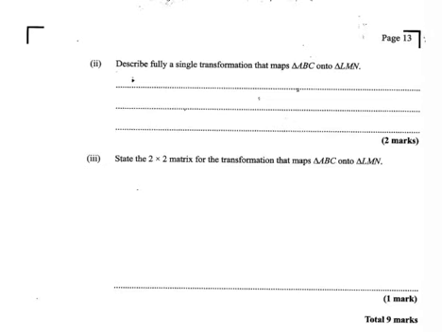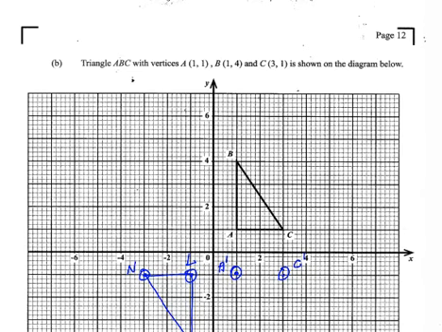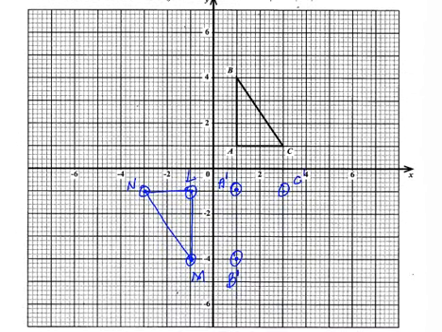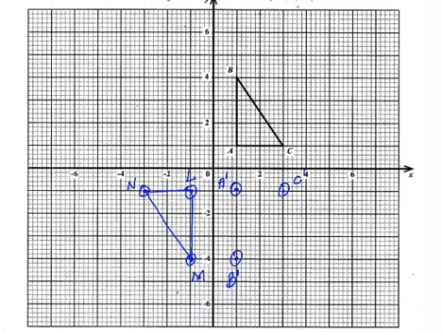So next, we're asked to describe fully a single transformation that maps triangle ABC onto triangle LMN. All right, so let's go back to that diagram to see if we can determine what that single transformation is. Well, if you remember from our theory, two reflections in non-parallel lines is equal to a rotation. So the single transformation that represents these two reflections is a rotation.